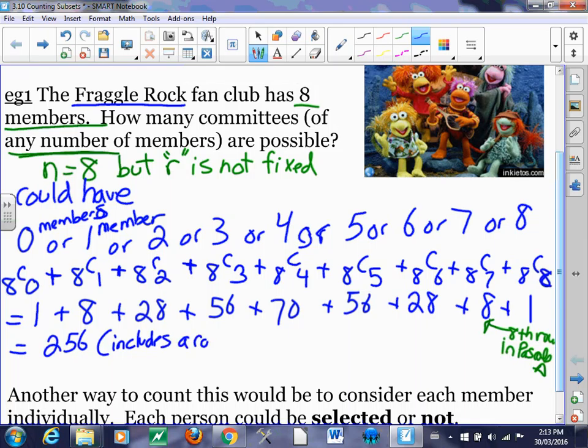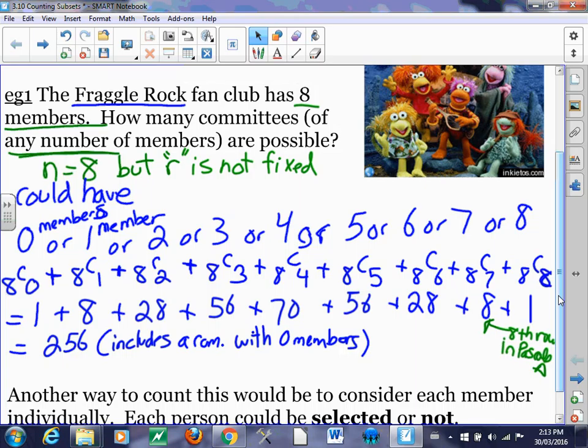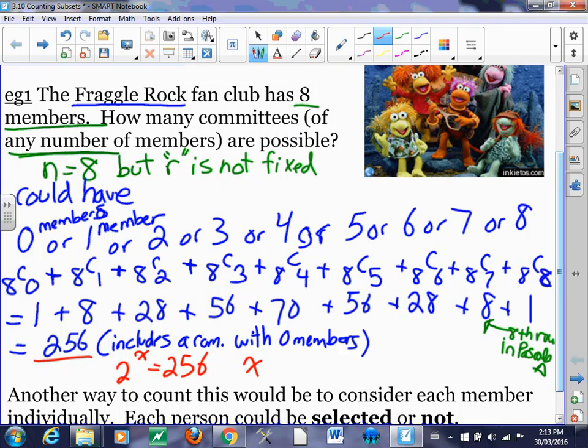but just remember that that includes a committee, I'll use COM for short form, with 0 members. Okay? Because sometimes it says you must have at least 1 person in the group, but it has 0 members. Okay? And folks, ironically, if you remember the rule of sums for the Pascal's triangle, check it out. 2 to what power equals 256? And remember, you had a homework question on that already. X equals 8. Okay, so it's the 8th row, and 8 sums up to that.